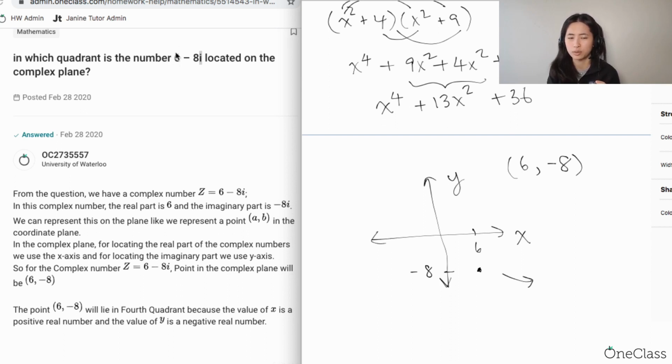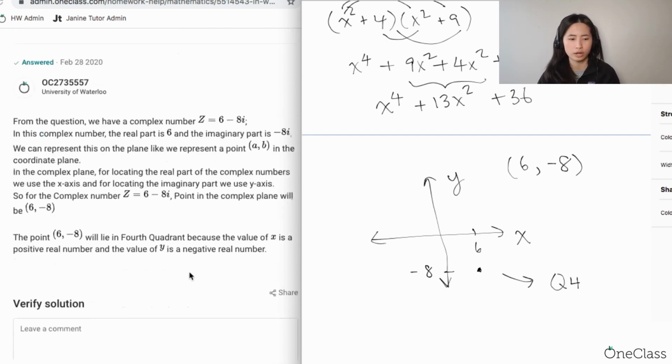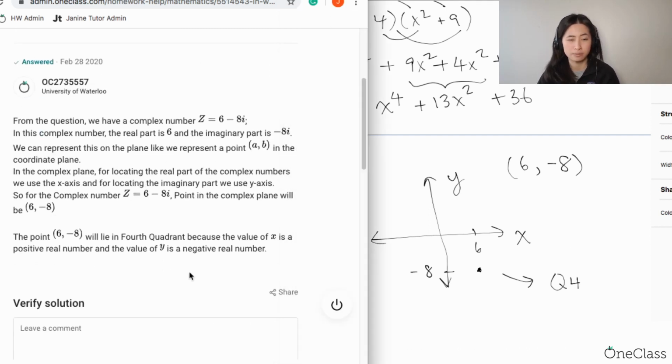Here we see that if this number is multiplied to your i, it becomes your y coordinate, and 6 is going to be your x coordinate. So anything that is multiplied to i becomes your y coordinate. That's why this is found in quadrant 4. I don't think this is really that hard.